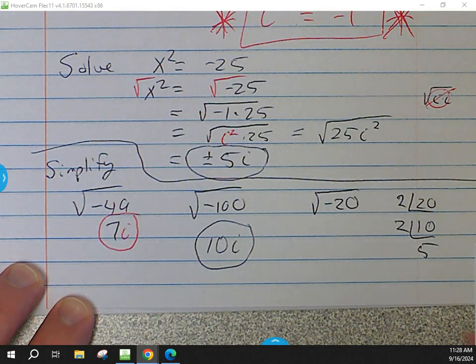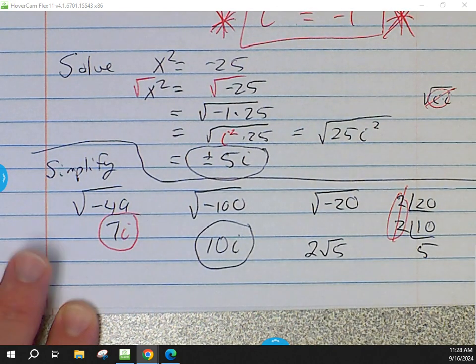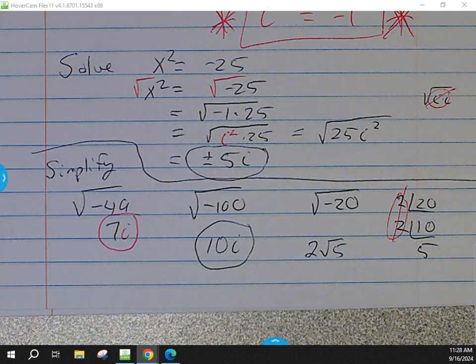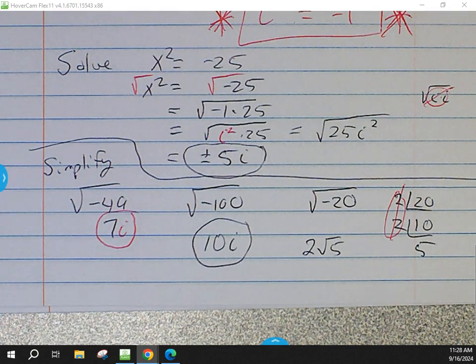Okay, there's your pair of 2's. So the 2 will get out. The 5 will stay on the inside. So if it was just square root of 20, it's 2 square root of 5. If it's negative, again, the only thing you have to do different is you need an i at the end of the answer.